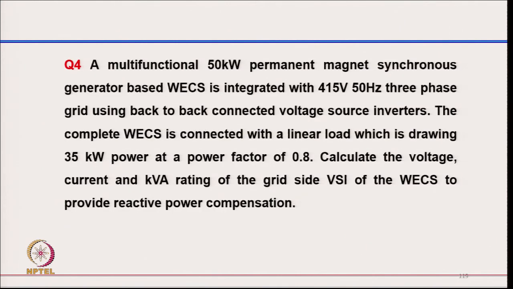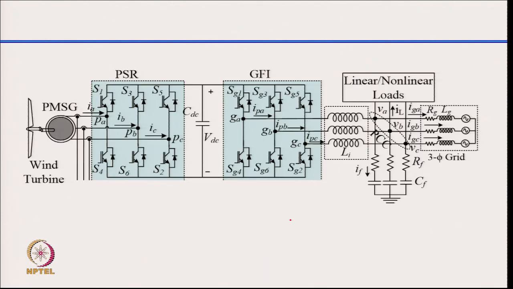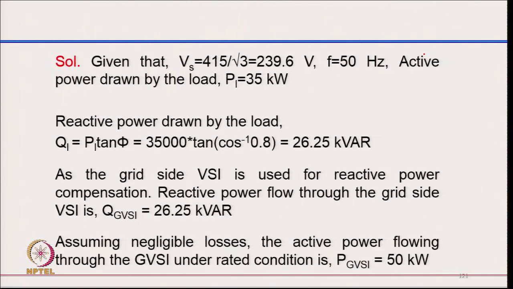So, coming to fourth example, a multifunctional 50 kilowatt permanent magnet synchronous generator based wind energy conversion system is integrated with 415 volt 50 hertz 3-phase grid using the back to back connected voltage source converter, and the complete wind energy conversion system is connected with a linear load which is drawing 35 kilowatt power at a power factor of 0.8. Calculate the voltage, current and kVA rating of the grid side voltage source converter of the wind energy conversion system to provide reactive power compensation. So, this is the typical system. We have a wind turbine with permanent magnet synchronous generator, and the machine side converter, and a grid side converter feeding the grid, and we have a local load on this grid side. So, that is the system.